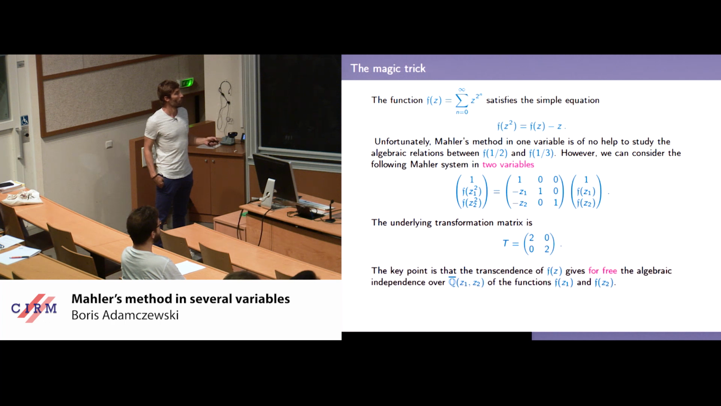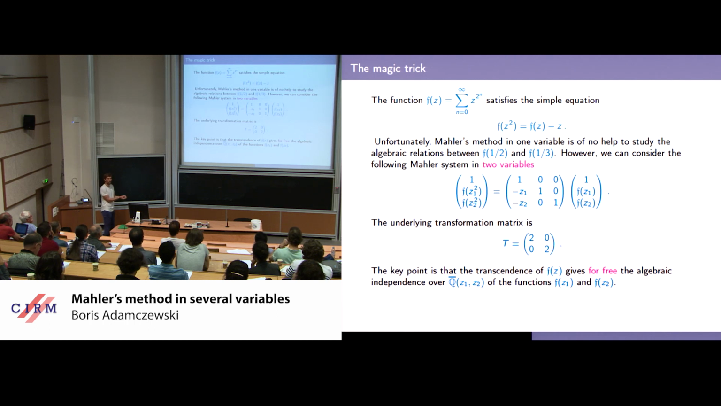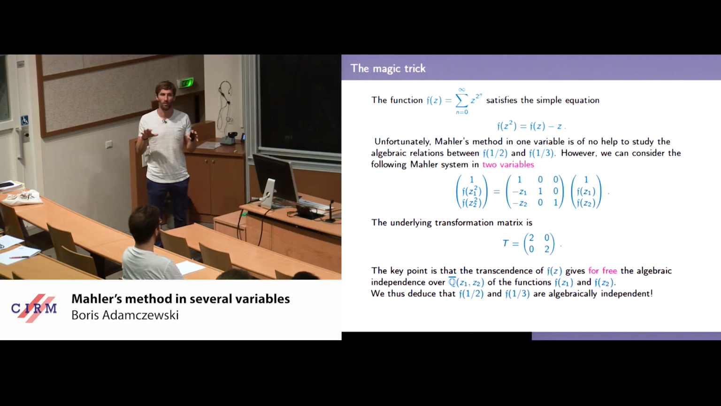And now the key point is that you know that the function f is transcendental. So you get for free that f of z1 and f of z2 are algebraically independent. They cannot have any relation because they do not have the same variable. So the transcendence degree of the function is 2, and so the transcendence degree of the values should be 2. If the trick works, I get that the two numbers are algebraically independent, and I don't have to care about the algebraic relations between the functions. I get it for free.